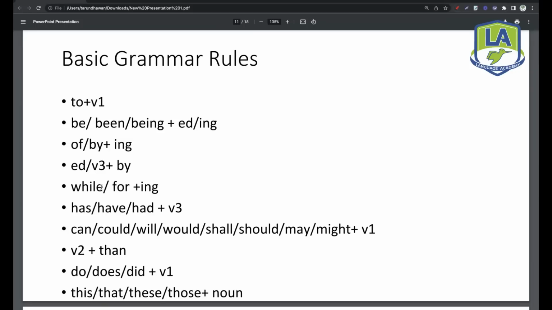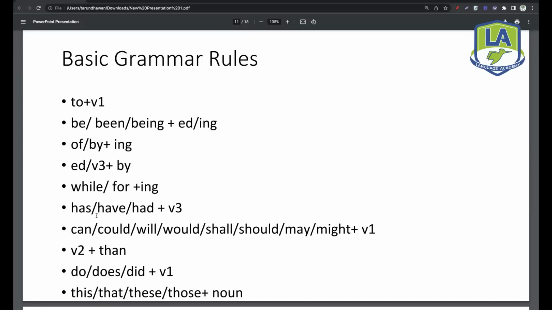Similarly, if we have a blank after while or for, it comes with the ING form of the verb. While doing the task, I faced some difficulties. So "while do the task" is wrong. While performing the experiment, it will be the ING form always.